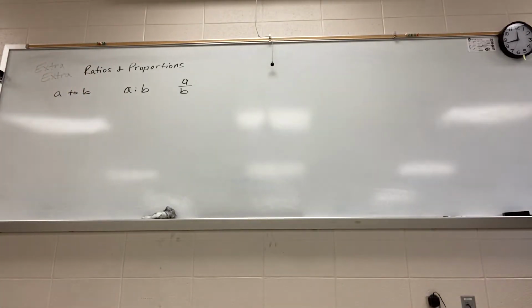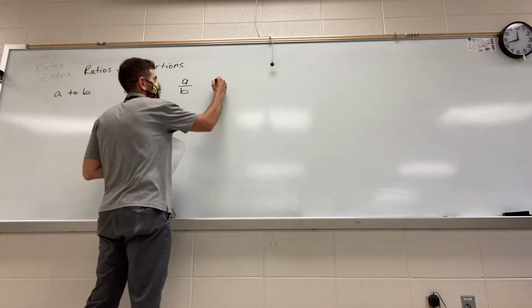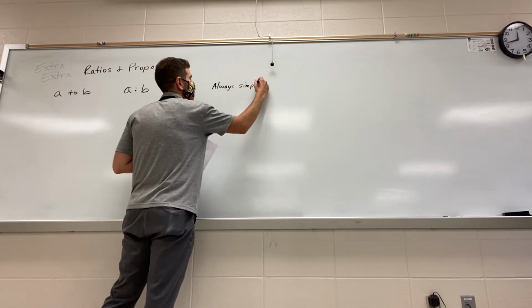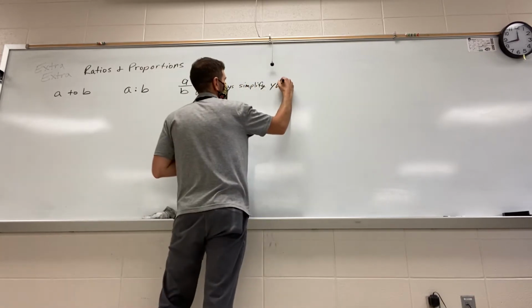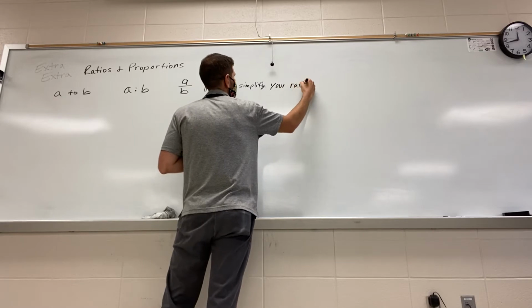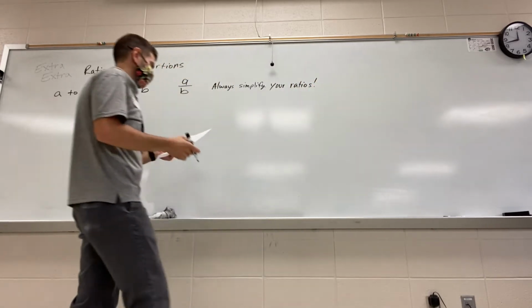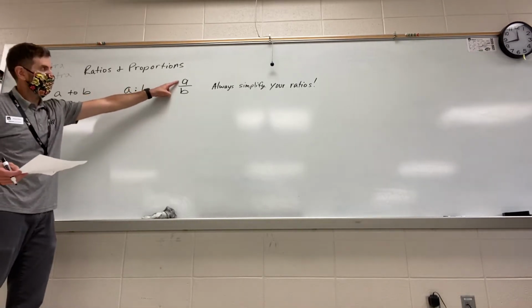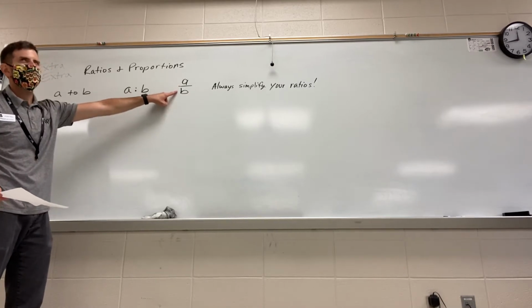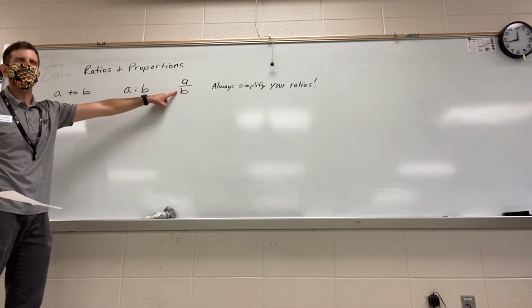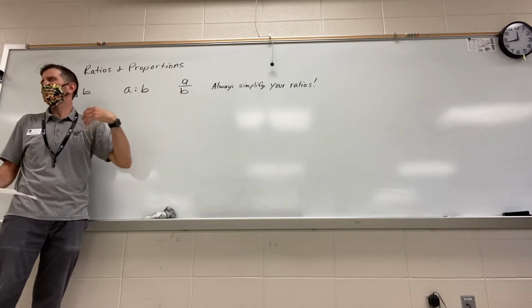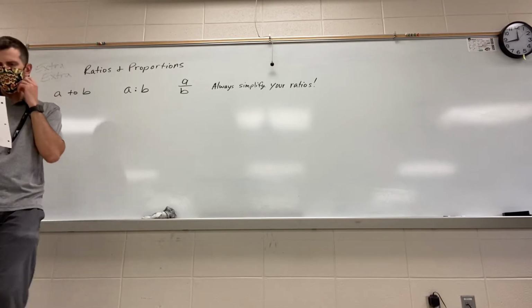And here's something you want to remember. Always simplify your ratios. So for example, if I had 4 over 6, I could make that what? 2 over 3. And if you're not so good with doing that, we're going to do some examples and I'll work things out with you.